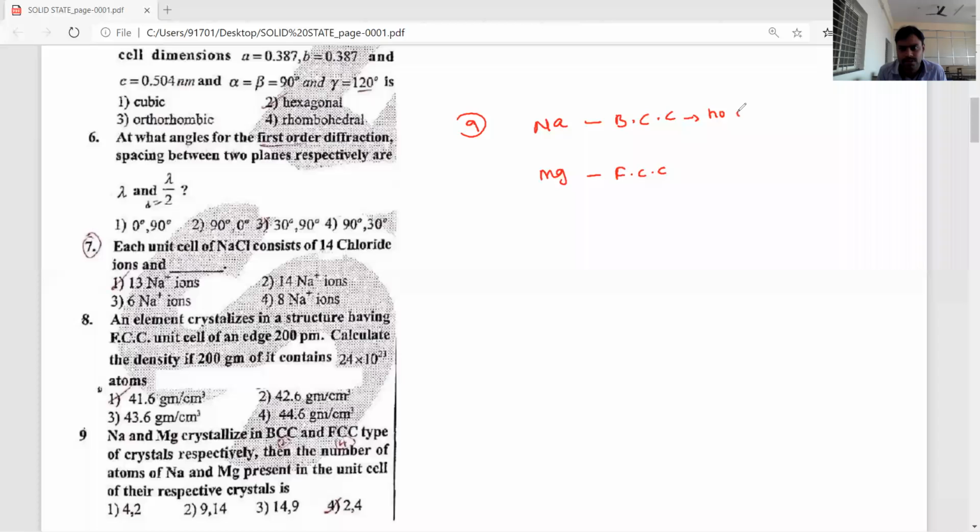Number of atoms in the unit cell is equal to the unit cell constant Z. For BCC how much? 2. And in the same way for FCC, Z is equal to 4. So the answer is 2 comma 4. The fourth option is correct.